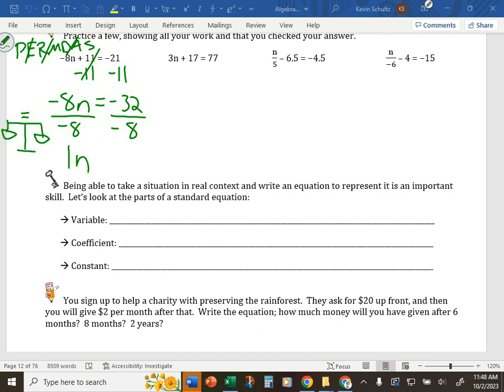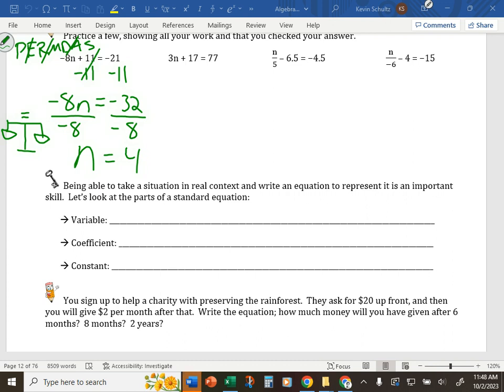I don't have to write the 1 because if n's by itself, it's understood there's just one of them there. But 1n equals positive 4. Where's the positive 4 come from? That's negative 32 divided by negative 8.